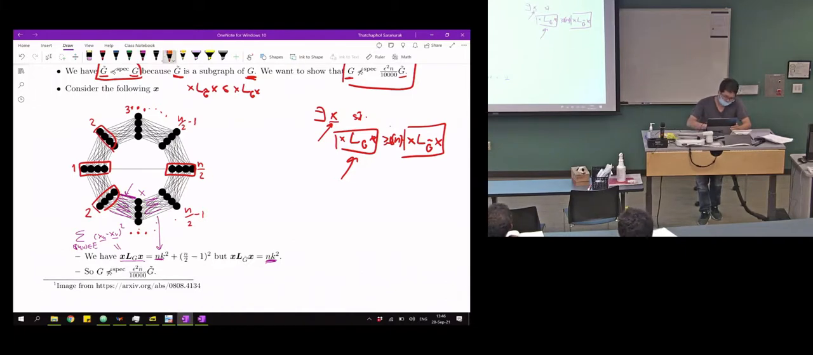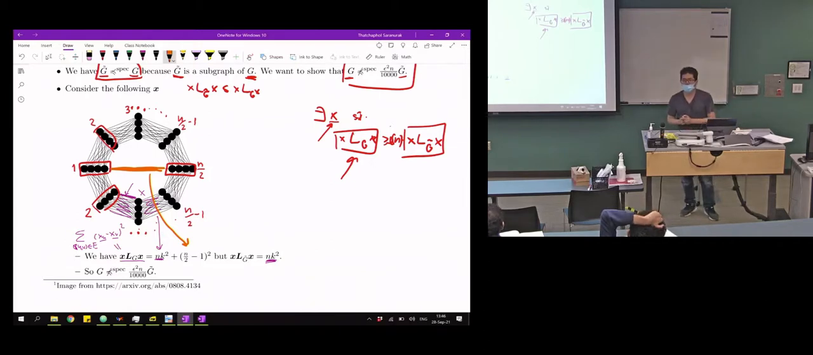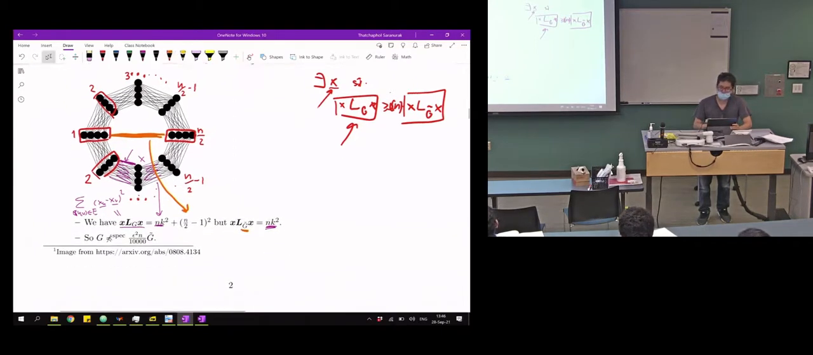However, how large is the contribution from here? It will be something like n squared. So this is a really big contribution to the sum from this edge. But G tilde doesn't have it.